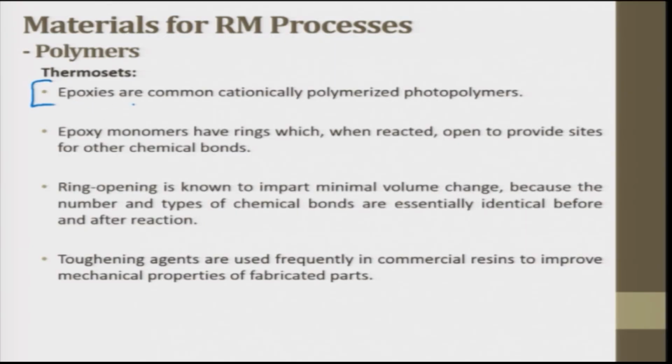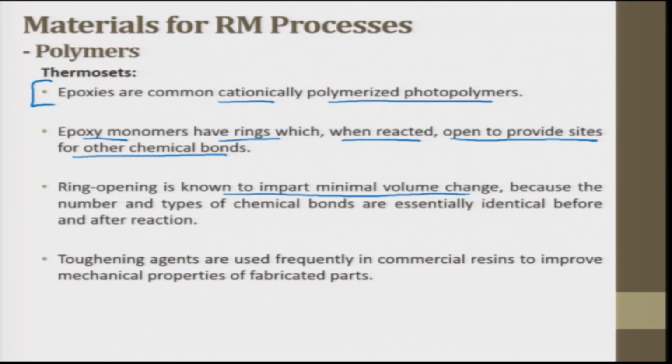So epoxies are common cationically polymerized photopolymers. Epoxy monomers have rings which, when reacted, open to provide sites for other chemical bonds. Ring opening is known to impart minimum volume change because the number and the types of chemical bonds are essentially identical before and after the reaction.